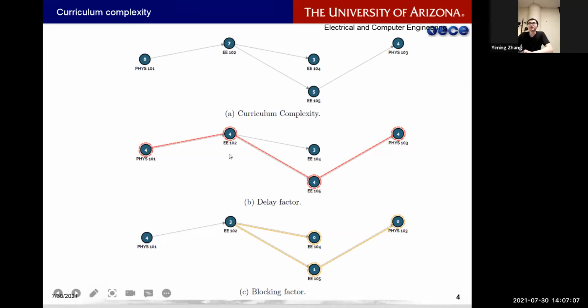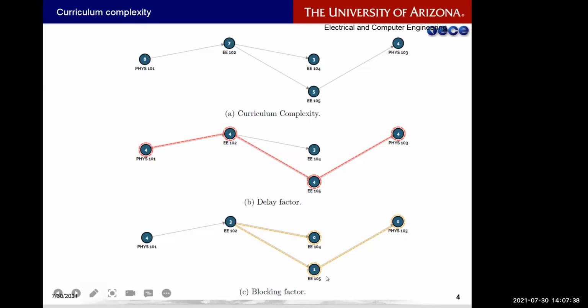Delay factor means the length of the longest chain that goes through the node. For example, for this node E102, the length of the longest chain is 4, and that's why the delay factor for this node is 4. And similarly, the length of the longest chain through this node is 3, and that's why the delay factor is 3 here. For the blocking factor, it means the number of nodes that get blocked by a particular node.